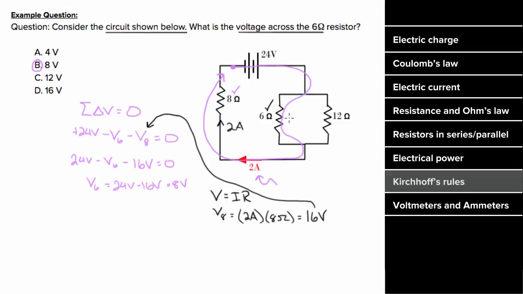Note, because the 12 ohm resistor and the 6 ohm resistor are in parallel, the voltage across the 12 ohm resistor would also be 8 volts, because the voltage across any two elements in parallel has to be the same.